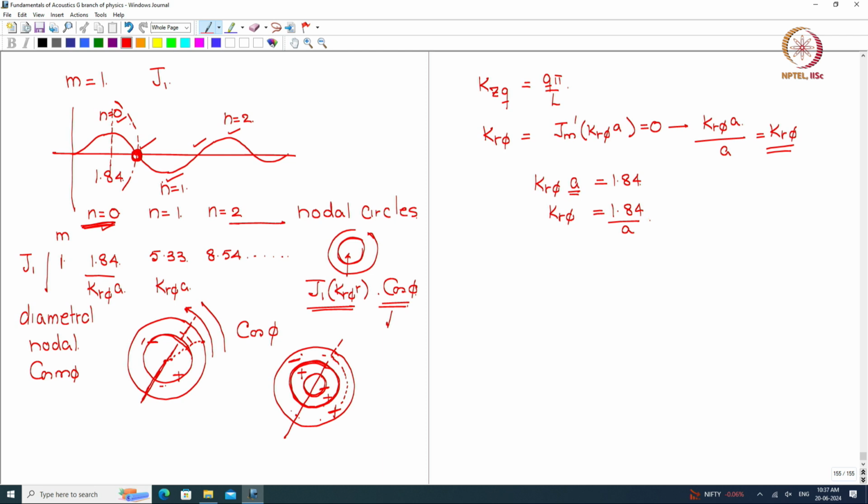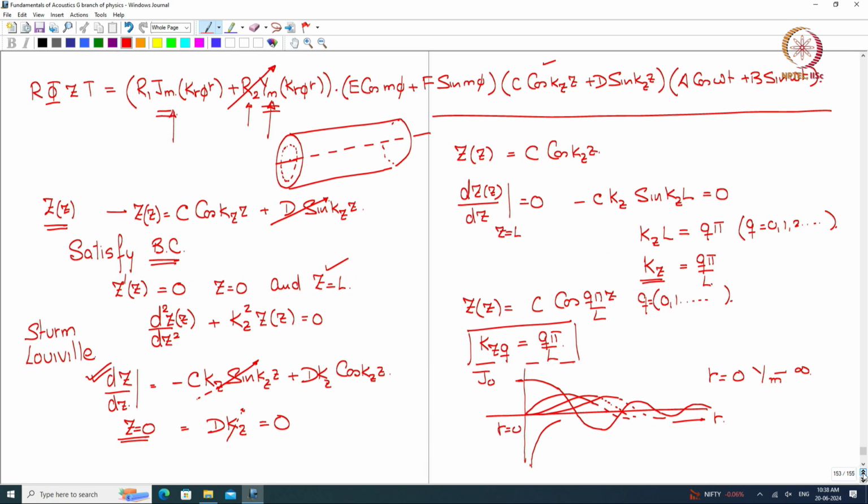Okay, so now kr phi has two indices, right? Kr phi has an m index based on the order of the Bessel function and the n index based on which zero you are going through. Okay, so now I have kzq and I have kr phi with m and n indices. Okay, what else is there? Now here during the derivation, what did we do?